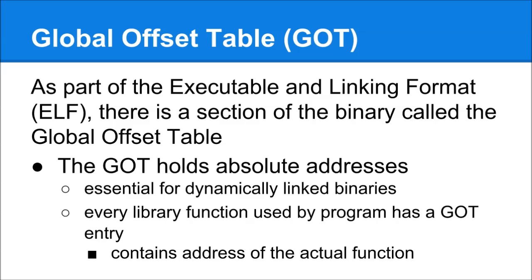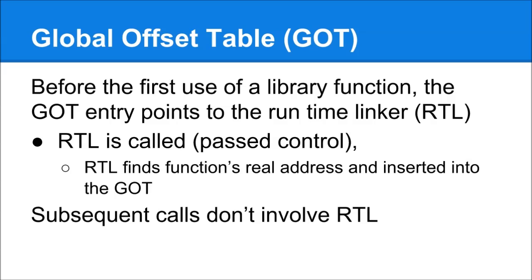When you first call it, it may reference the GOT, and the GOT may have nothing for it, or it may have to go look it up. So before the first use of the library function, the GOT entry points to the runtime linker. As I said, the runtime linker is then passed control, and its job is to find the real address for the target function and insert it into the global offset table. The next time the global offset table is used to find this function, it doesn't have to go to the runtime linker. It's already populated and good to go.